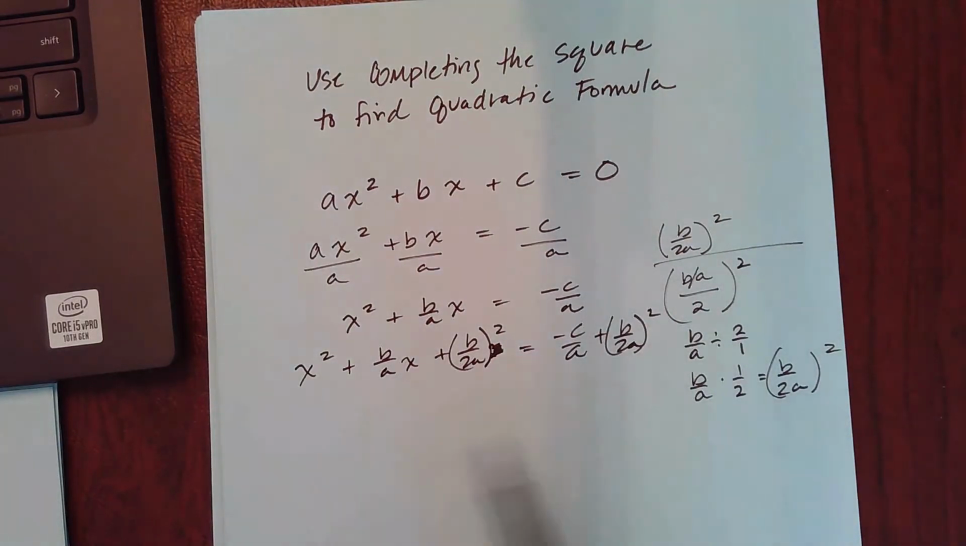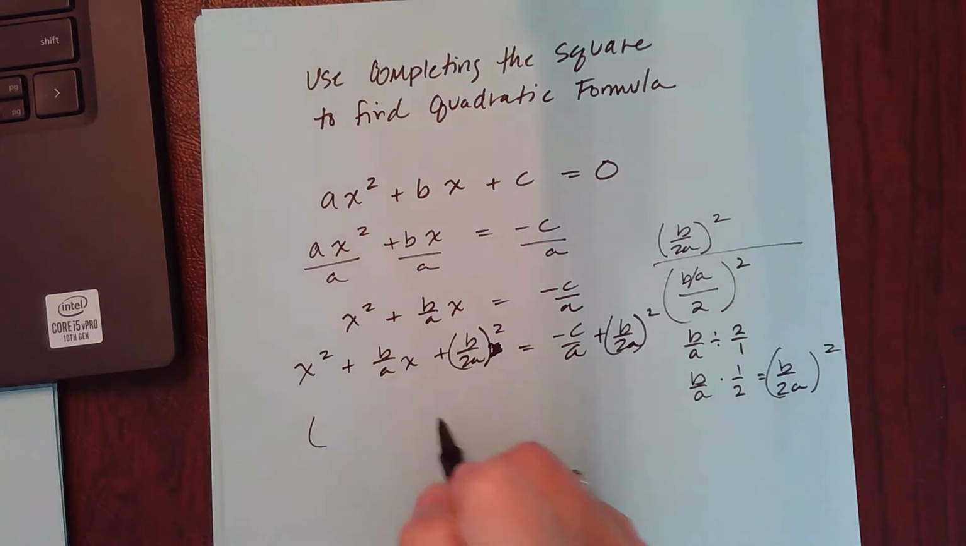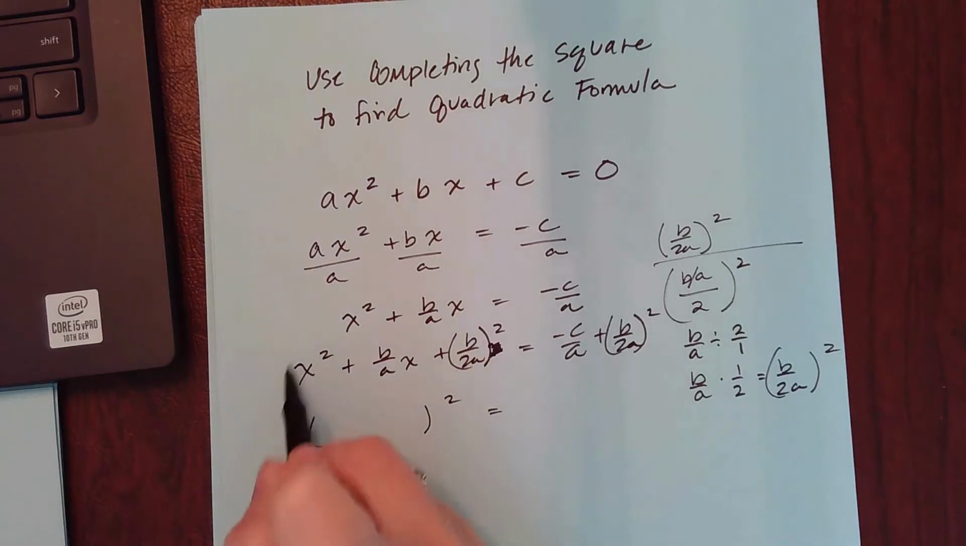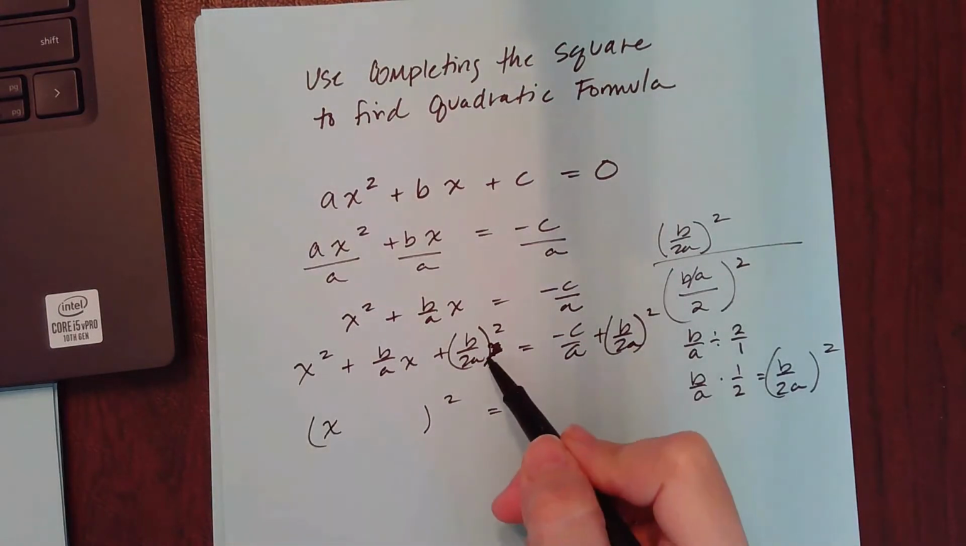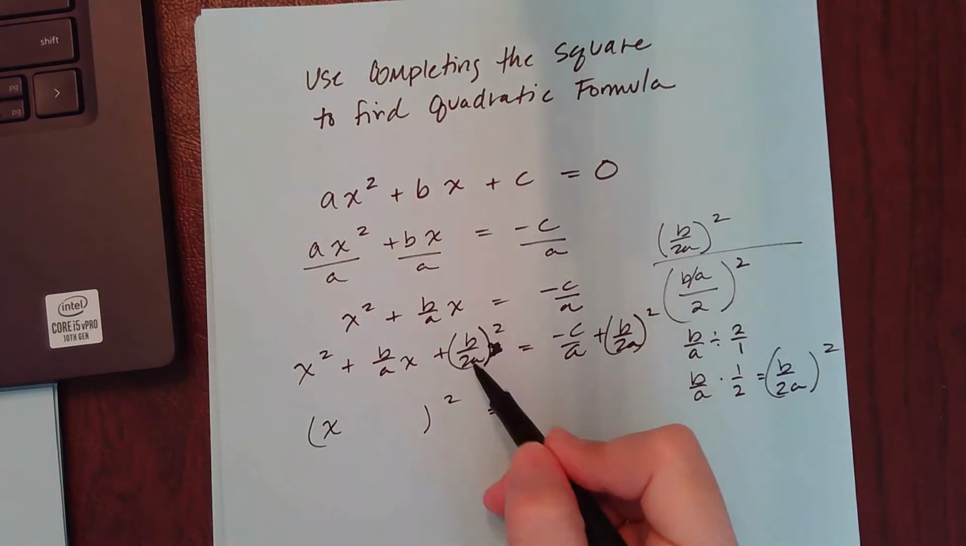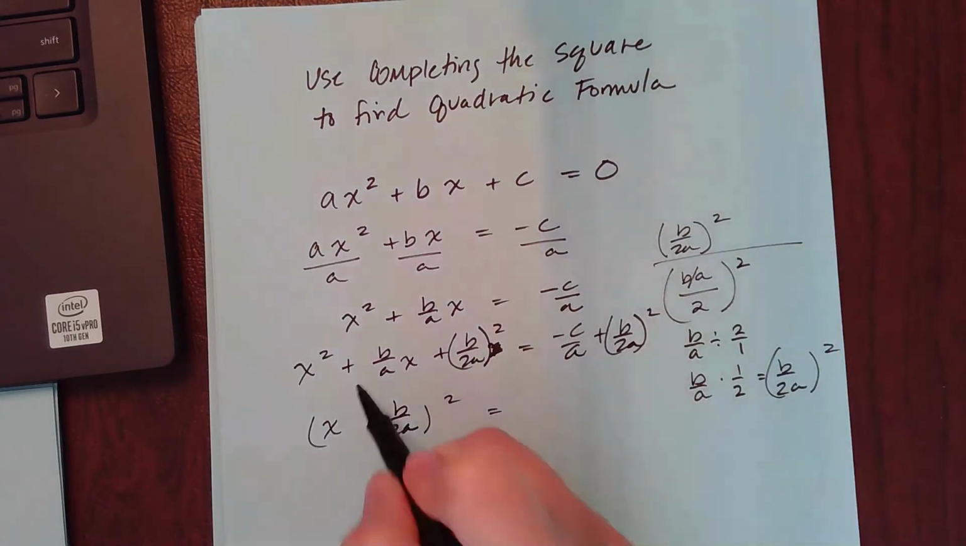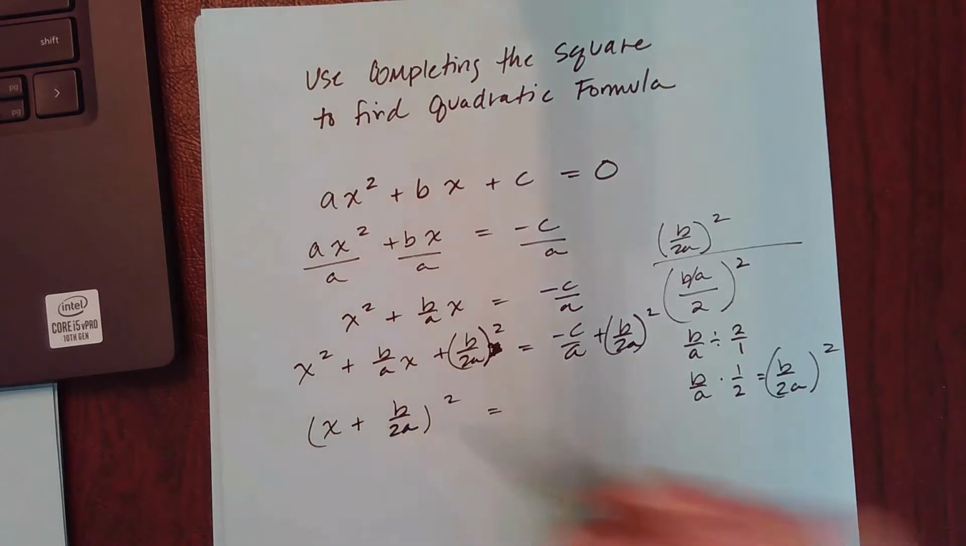All right, the next step would be to factor. Remember what I told you: it factors into a perfect square trinomial. So you take the square root of the first term and the square root of this last term. Well, it's being squared, so the square root would be b over 2a. And then whatever this sign is gets dropped down.